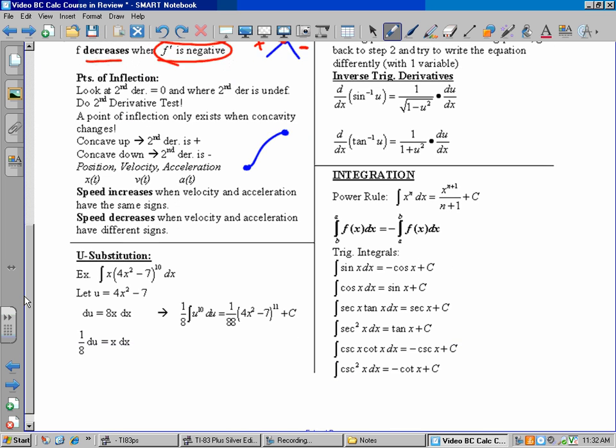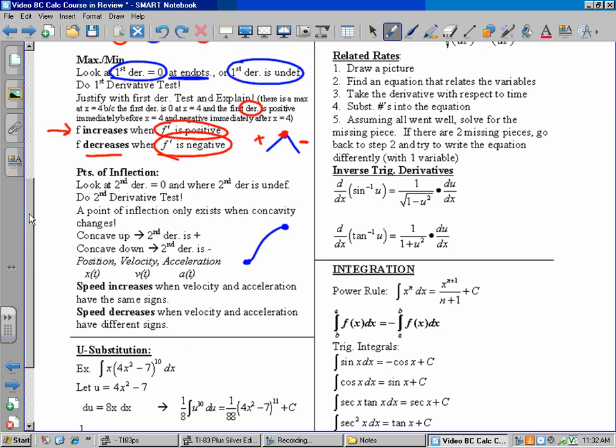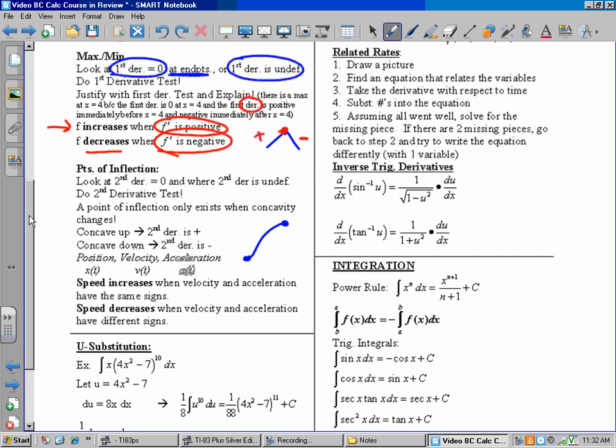Points of inflection. To find points of inflection, we do the same thing as with the max or min, but we set the second derivative equal to 0, and we look to see where the second derivative is undefined. We don't look at endpoints for the second derivative because you cannot have a point of inflection at an endpoint. What's the second derivative test?